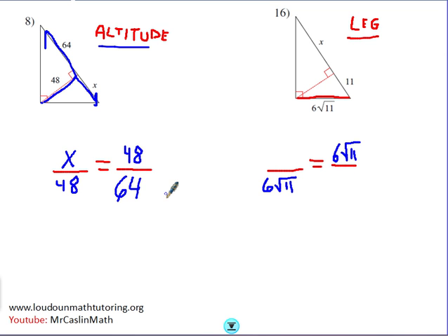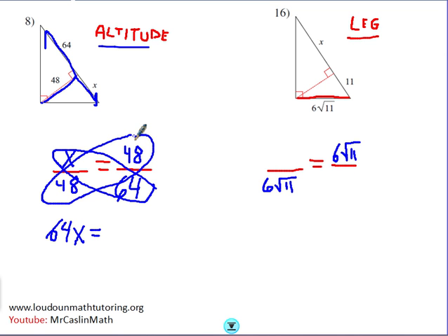Now you're going to solve the proportion by cross multiplying. So you are going to get a 48x. For those of you who haven't done... oh, excuse me, Mr. Caslin, it would help if you did it right. Forget how to cross multiply? Do the butterfly method. 64x is equal to 48 times 48. So 48 squared turns out to be 2,304. Okay, get x by itself, so you're going to divide both sides by 64.